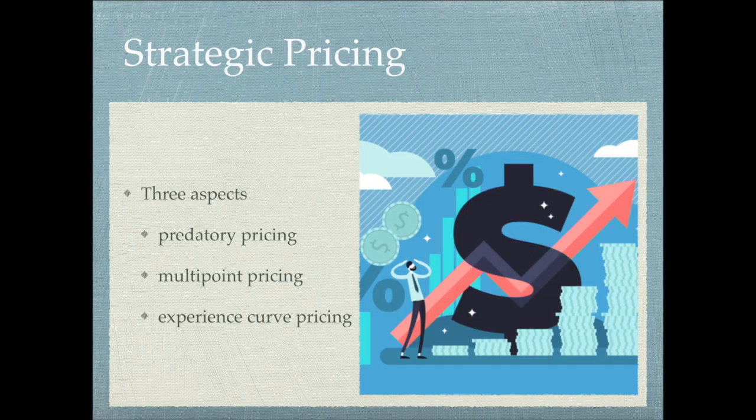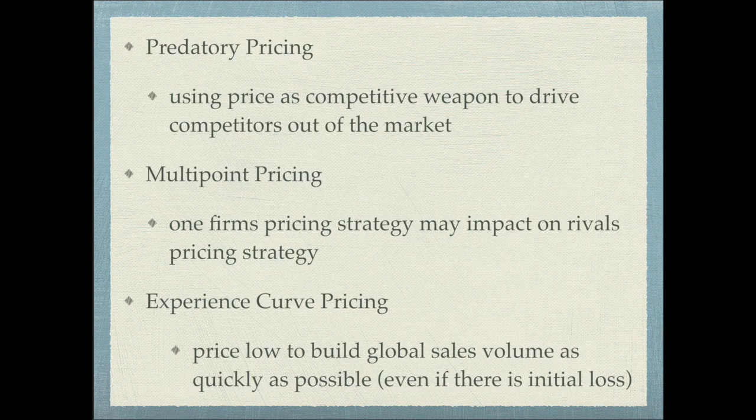And so the next thing we are going to talk about is strategic pricing. And there are three different aspects to this. There's predatory pricing, multi-point pricing, as well as experience curve pricing. Predatory pricing refers to using price as a competitive weapon to drive competitors out of the market.